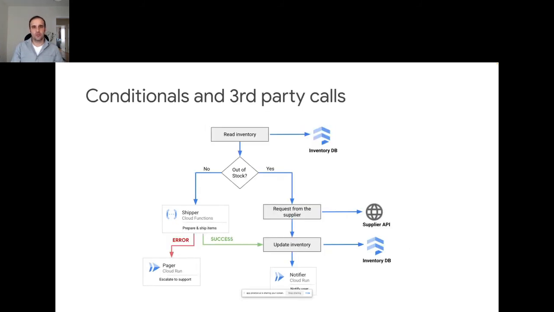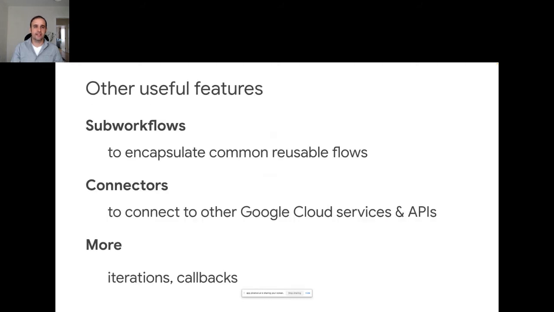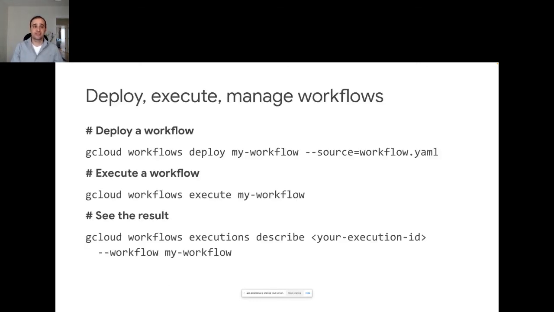Conditions and third-party calls that you can do very easily. You can create sub workflows so that you can use them for multiple orchestrations. There's connectors to connect to Google Cloud APIs, and there you can do iterations. You can do callbacks where a step can wait for a human to call back. So there's a lot of useful features here that I'm not really showing you, but I just want to mention so that you know that they exist.